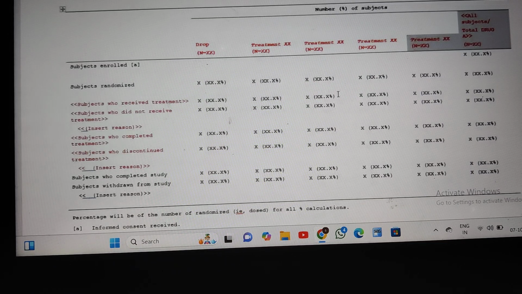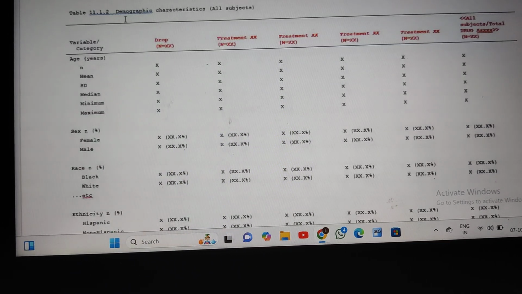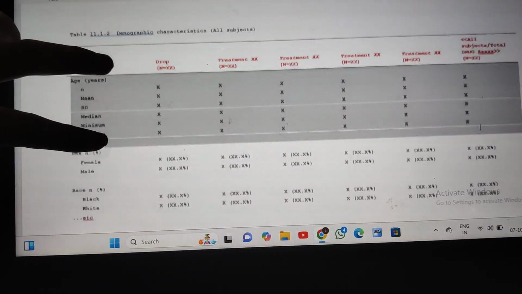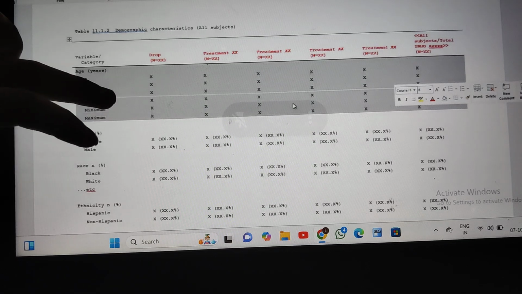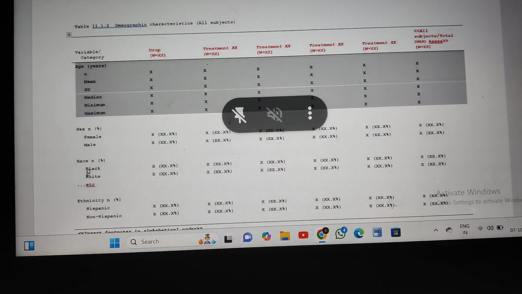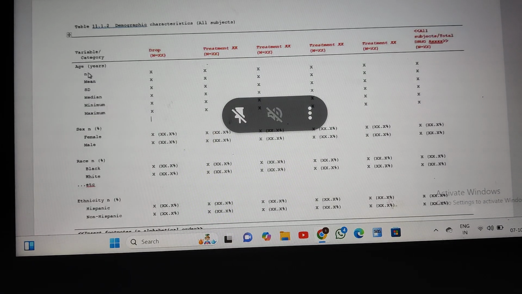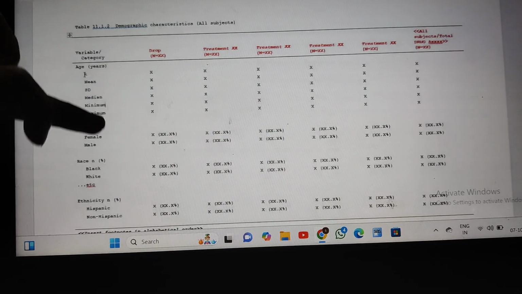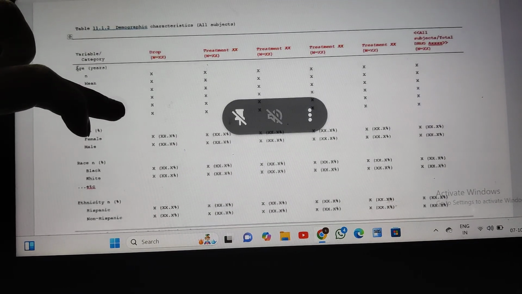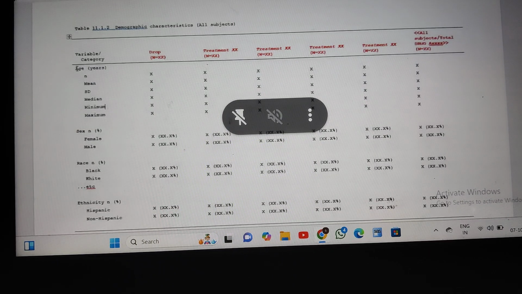Okay. So if you can see the second table, the demographics. The 11.2 table, this is the title of your table, and then we have treatment 1, 2, 3, let's assume, and then all the treatments. The first is age. Age is a numeric value, which is nothing but a continuous value. So there we can get the counts and then descriptive statistics. What are the continuous stats? N, mean, standard deviation, median, min, and max for age.